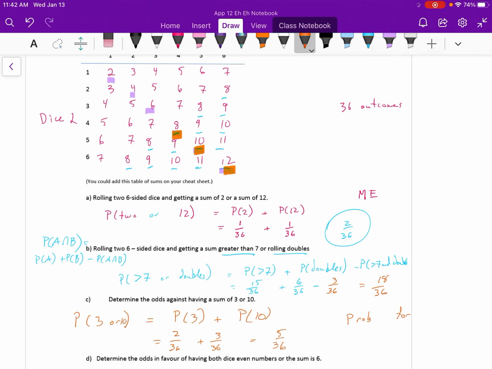So the probability for 3 or 10 is going to be 5 over 36. So now there's 5 favorable outcomes, a total of 36. That implies that the number of outcomes that are not favorable is 36 minus 5, which is 31. So the odds for are going to be 5 to 31. But the odds against, which the question is asking, is going to be 31 to 5.